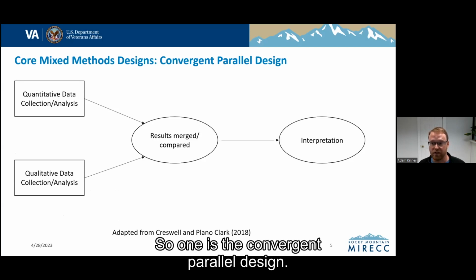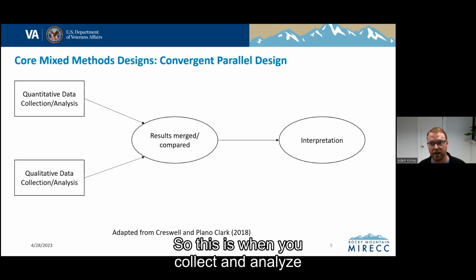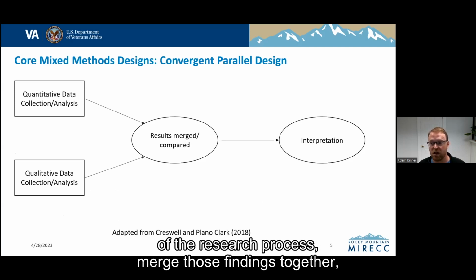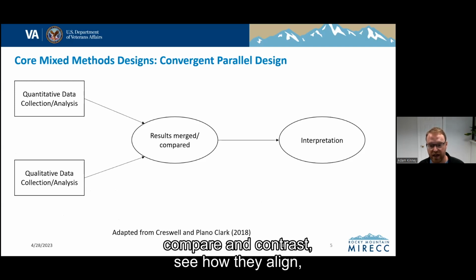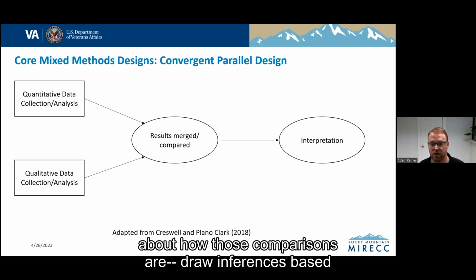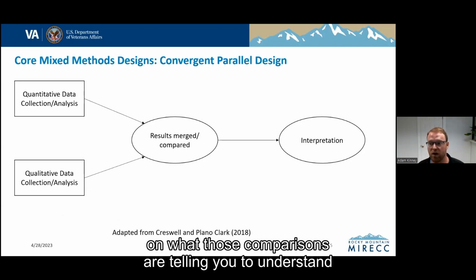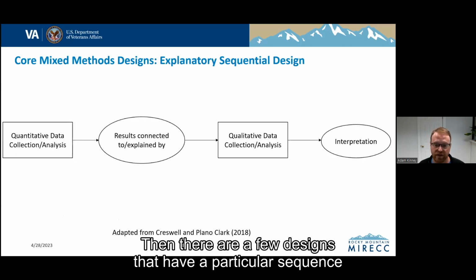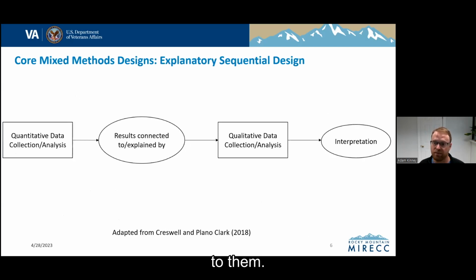So one is the convergent parallel design. This is when you collect and analyze quantitative and qualitative data at the same relative stage of the research process, merge those findings together, compare and contrast, see how they align, see how they don't, and draw inferences based on what those comparisons are telling you to understand your topic a little bit better.